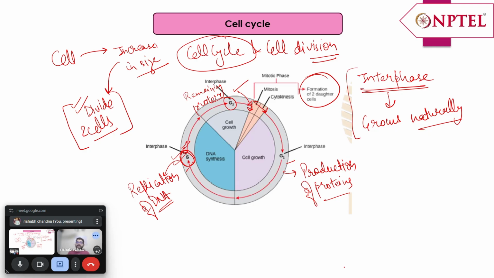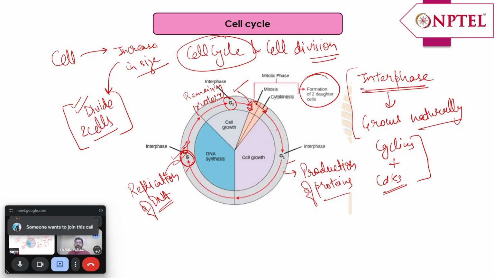But in the interphase, we have certain checkpoints. If a cell is suitable for division, then it passes the checkpoints, and there are different cyclin proteins involved, cyclins and CDKs, cyclin dependent kinases, that are involved in the checkpoint phase. So these proteins are involved in the checkpoints of this particular cell cycle.